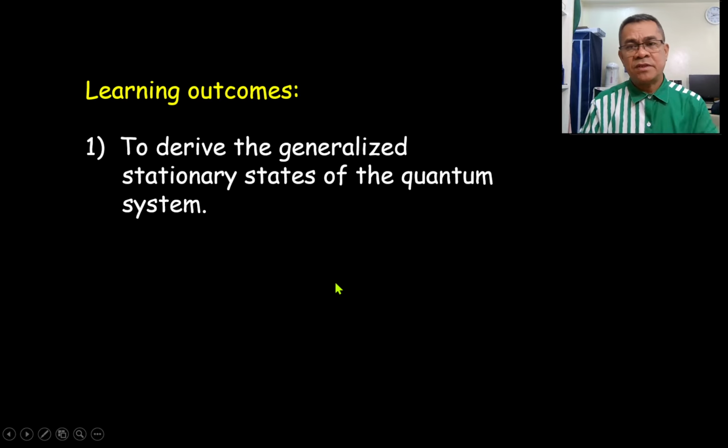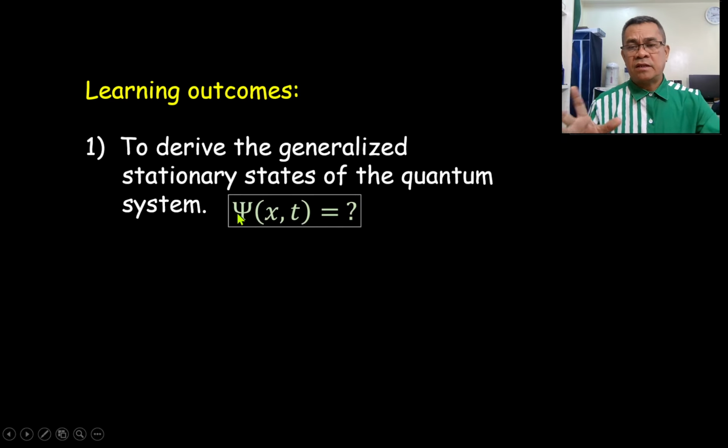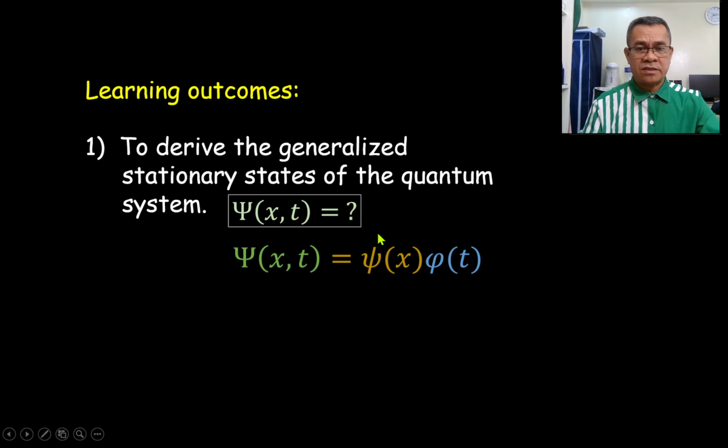Okay? So therefore, our learning outcomes in this video is to derive the generalized stationary state. We will derive the stationary state in the quantum system by solving the big psi. So to solve the big psi, we need to solve for the stationary states in position and time. So therefore, solve psi(x) and phi(t). Multiply the two equals the solution to the stationary state. We will derive the stationary state.